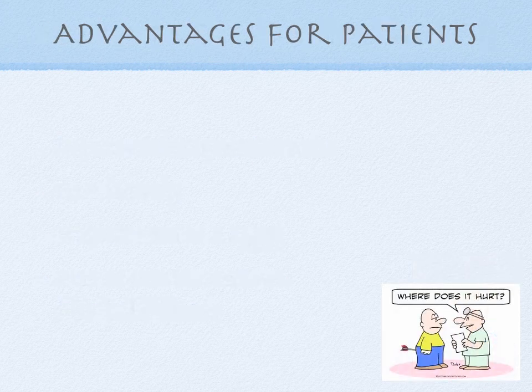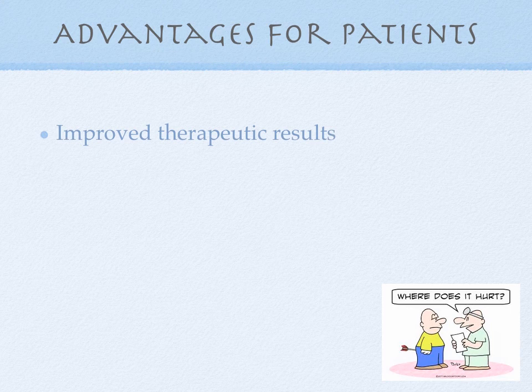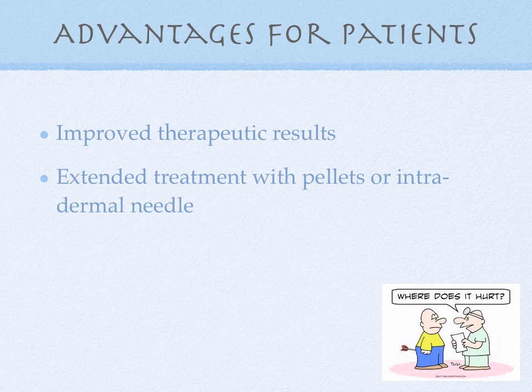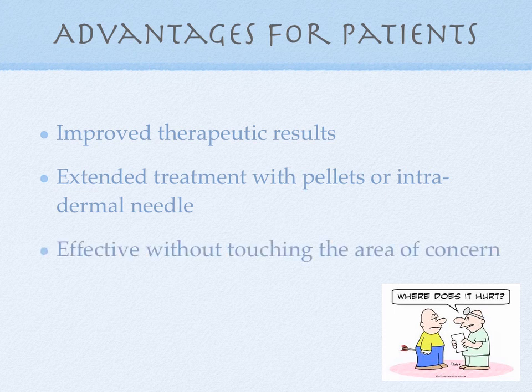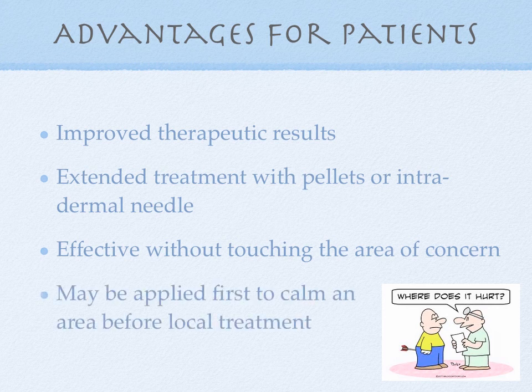So the advantages for the patients are similar. They have improved therapeutic results, which of course they like. You can also have extended treatment with pellets or intradermal needles placed in the ear that allow them to get relief and continue the therapy after they've left your office. And it can be very effective without touching the area of concern. So if someone comes in with hip pain, but they're in so much pain there's no way you can touch that hip, well, you can apply auricular therapy first to calm the area before doing any local treatment.